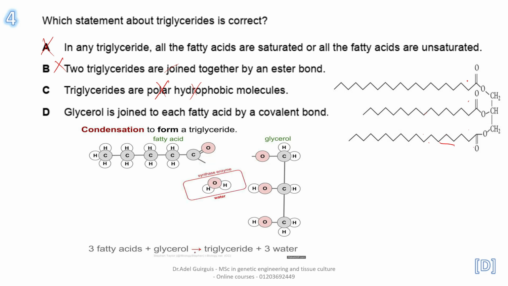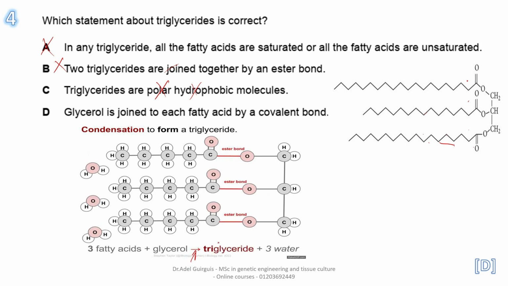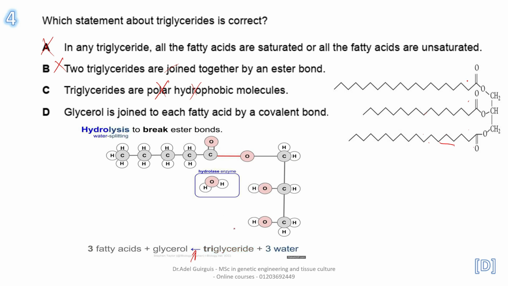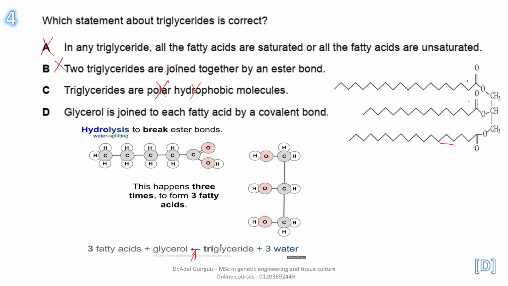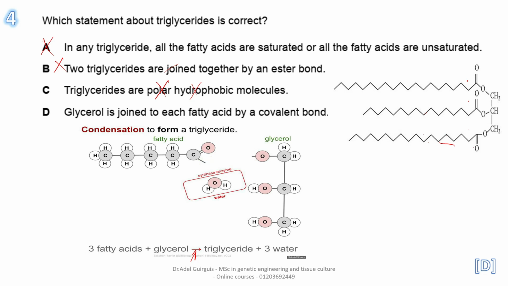Look at the arrow here. It changes direction between condensation and hydrolysis. Hydrolysis is the reverse, due to the action of certain enzymes like lipase enzyme in the presence of water. This is called the hydrolysis reaction process.